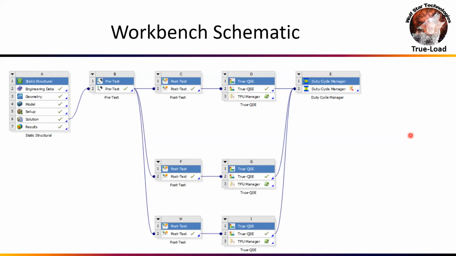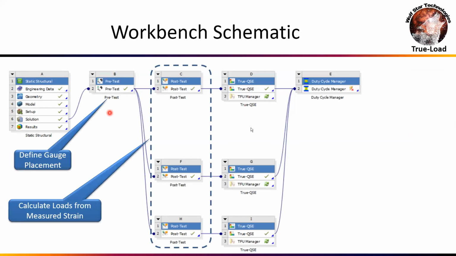I know many people are using ANSYS Workbench, so we're going to go through just how it looks in ANSYS Workbench. For those of you using ANSYS, you know that basically you've got your structural component on the workbench, and then we can just come in and drag a pretest component onto that structural solution. This will launch TrueLoad, and we'll define our strain gauge placements. Once we're happy with our strain gauge placements, we'll go into post-test, and we can connect post-test components to that pretest. And in this case, we had 3 physical tests we did. We brought that strain data into these 3 post-test components.